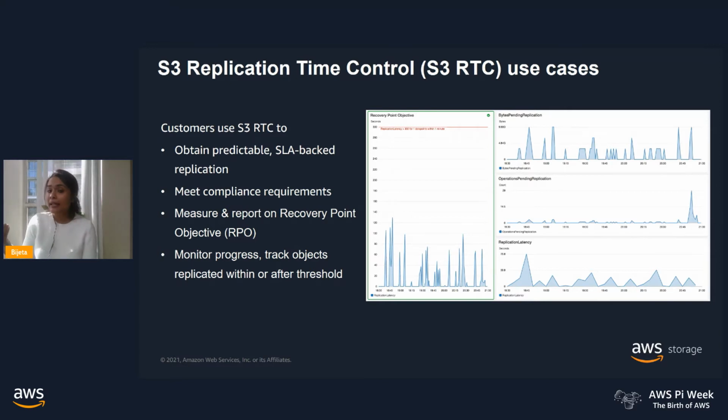Here on the right-hand side of this graph on my screen, you can see all of the replication metrics that come by default with replication time control. If you look closely on the bottom right in the replication latency graph, you'll see how the value peaks in between the replication progress and then falls back down to 0 when the source and destination buckets are in sync.